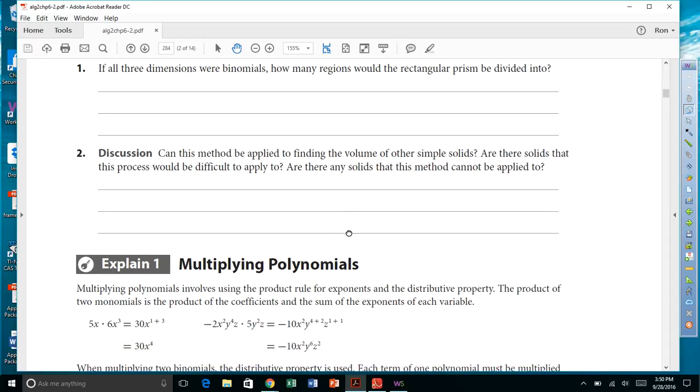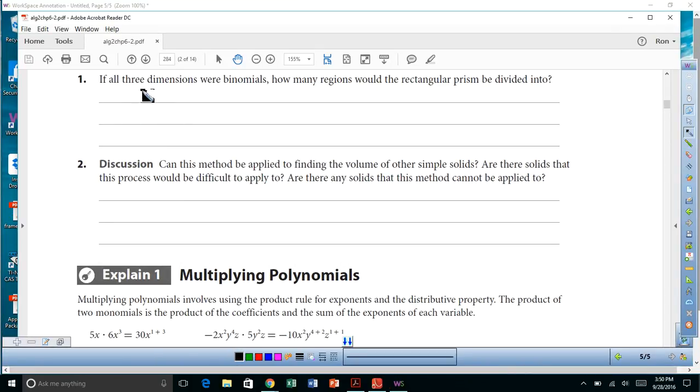If all three dimensions were binomials, how many regions would the rectangular prism be divided into? Well, think about it. See if we can draw that. Here we've got a cube, and that goes down like that. What if, like this one here, we cut like this.